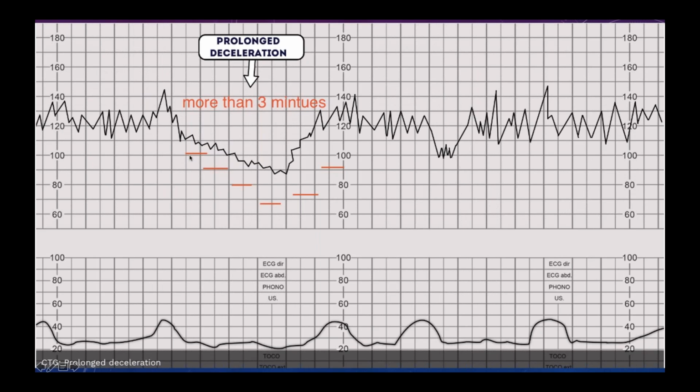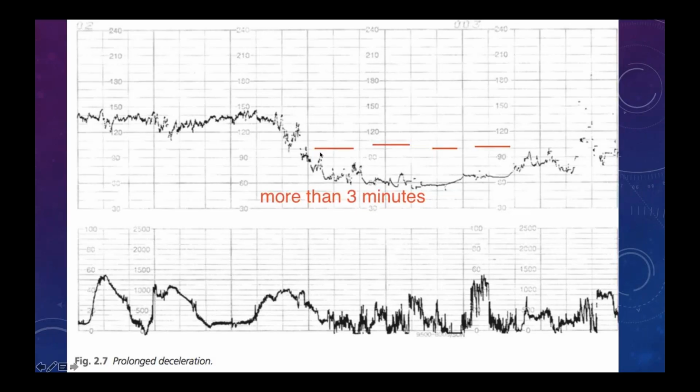Now you see, these are the minutes: 1 minute, 2 minute, 3 minute, 4 minute, 5 and 6. So this is such a big deceleration, and it is lasting more than 3 minutes. So this is a single prolonged deceleration. It is an abnormal feature, and the CTG will be pathological. This is again a big deceleration. I'm not counting, you already know this is more than 3 minutes.